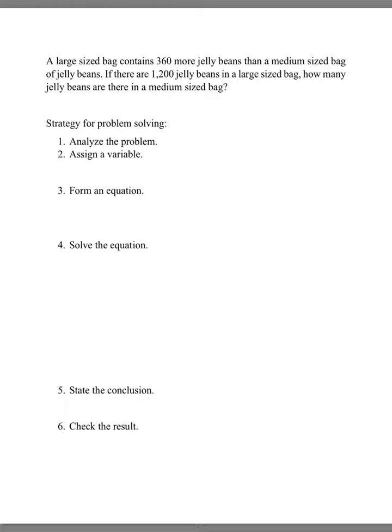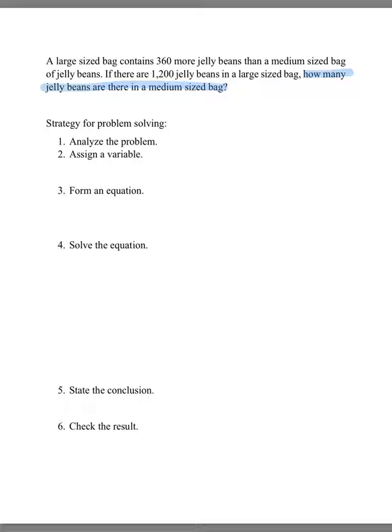Now, the first step in our strategy for problem solving is always to analyze the problem. Once we analyze a problem, we're able to know what our variable or our unknown is going to represent. In this case, the question to be answered is how many jelly beans are there in a medium-sized bag? So that's the question we want to answer. That is the unknown because we do not know the value for the number of jelly beans in a medium-sized bag. So that's going to be our variable.